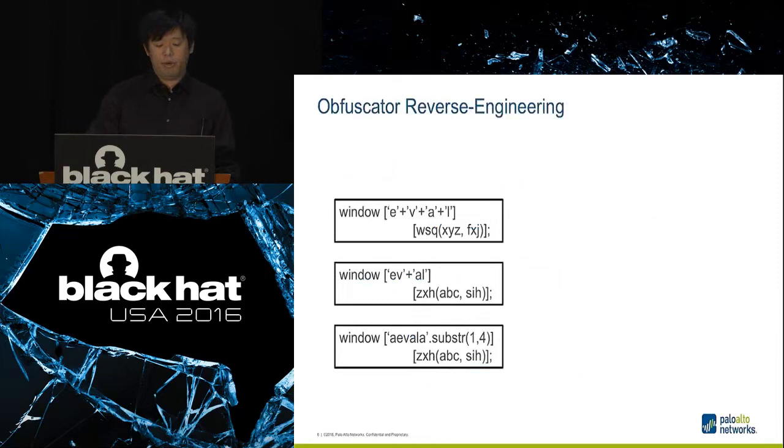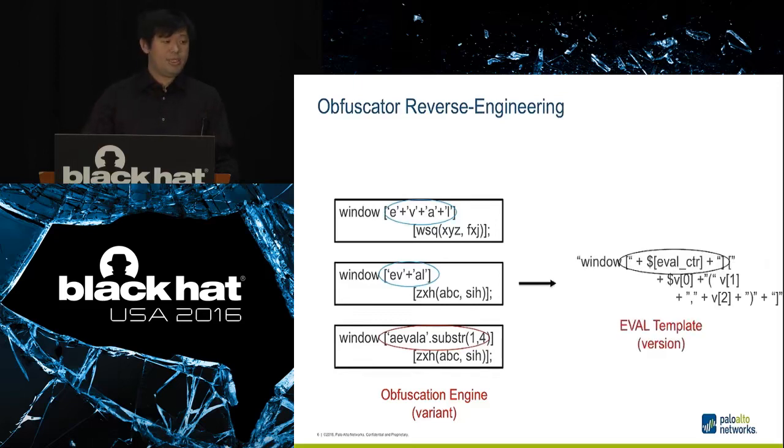Here's a quick example of obfuscator reverse engineering. We have three simple lines of code here. You can see there are two ways to construct the eval string here. The first two are using string concatenation to construct the eval string, and the third one uses the substring method. The way they are used here, we call it obfuscation engine logic. The first two are using the same obfuscation engine logic, so we say they belong to the same variant.